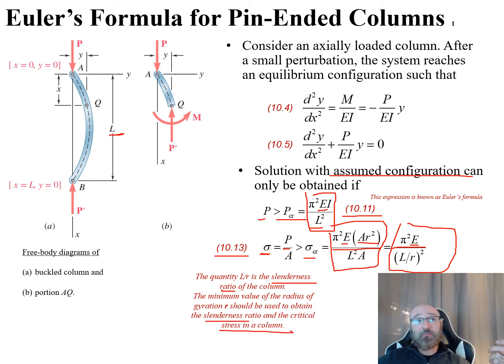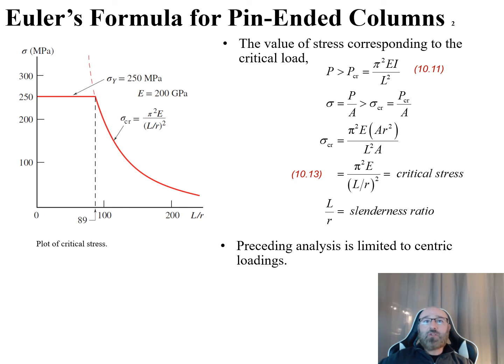So now what we want to do is summarize and rewrite our governing equations we just saw from the previous slide. For the value of stress corresponding to our critical load, which is our P sub CR, we have this relationship we saw in our equation 10.11, which says our load is greater than our critical load, P greater than P sub CR. This is equal to this relationship of our pi squared times our modulus of elasticity times I all over L squared, where L is that total length. Now we also have the relationship for our normal stress. So our normal stress is equal to our load over our area. Now this is greater than our critical stress, which is going to be P sub CR over A, where P sub CR is that critical load divided by A there.